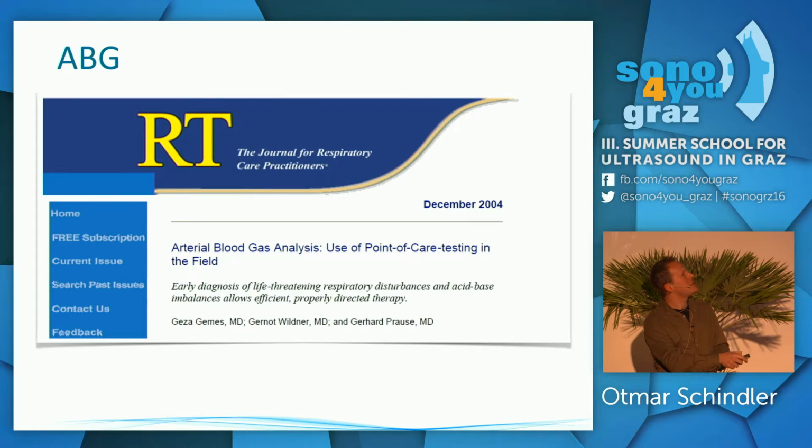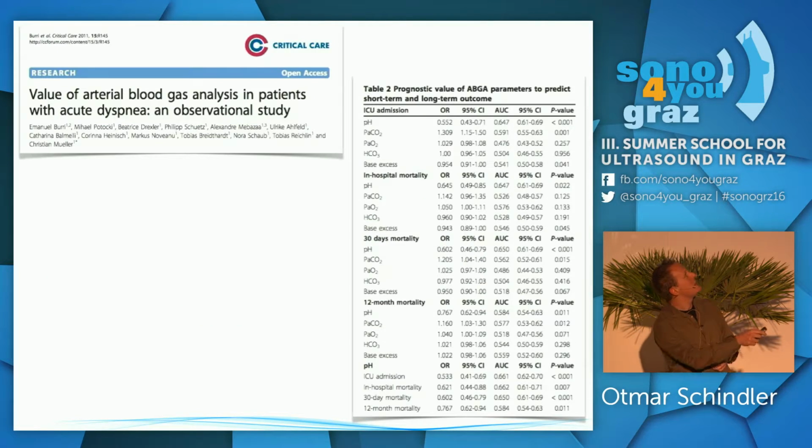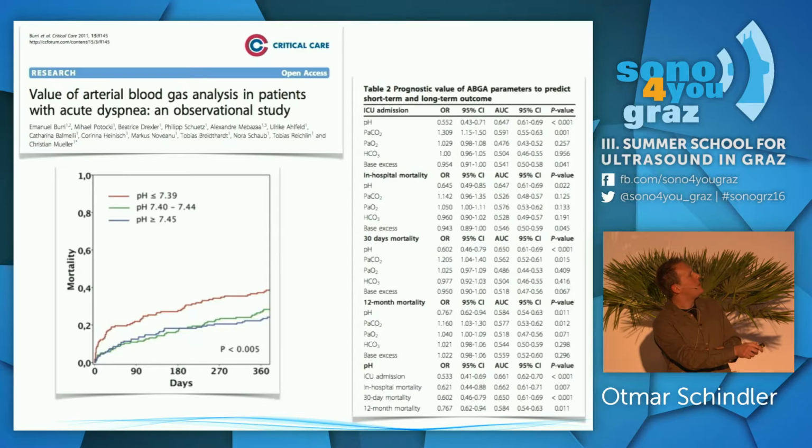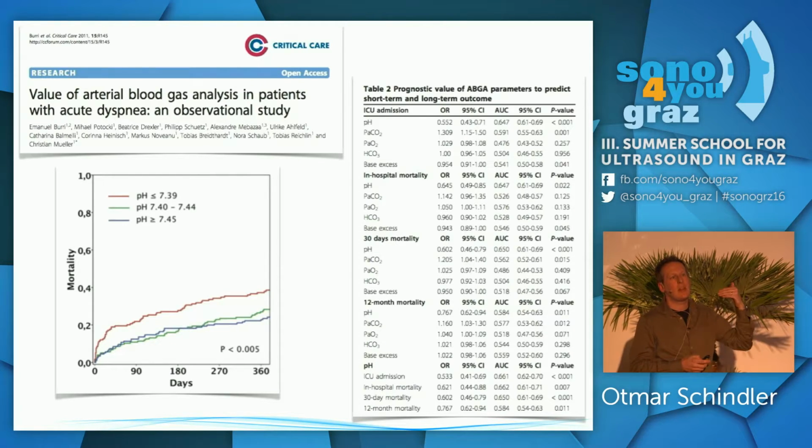So, blood gas analysis, you can use it in the field. There is evidence that blood gas analysis tells you something in the dyspneic patient. What does it tell you? If the patient gets acidotic, his mortality is higher, but it doesn't tell you what the reason for dyspnea is. So we can use it. It will help us a bit. It will not help us too much.